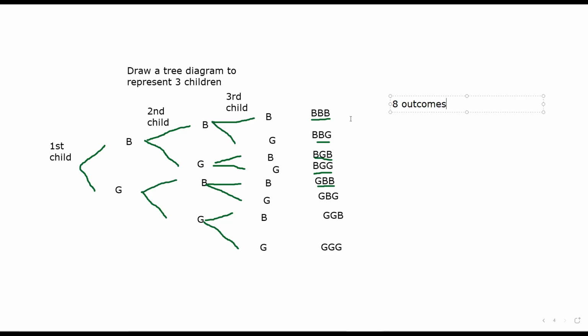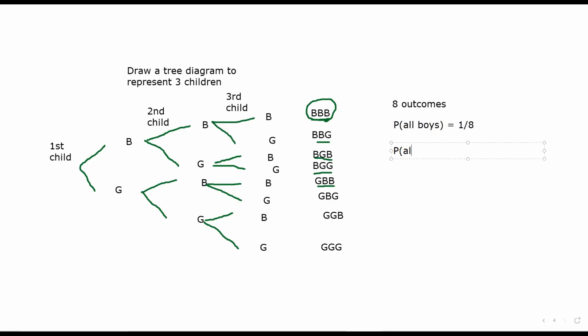Now, how many of them are all boys? Well, the only outcome that's all boys is the one at the top. So we would say the probability of all boys is 1 out of 8.